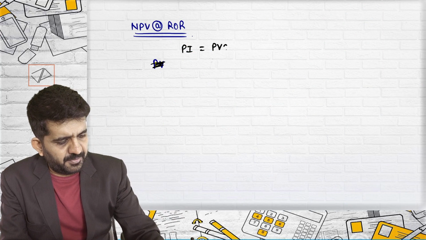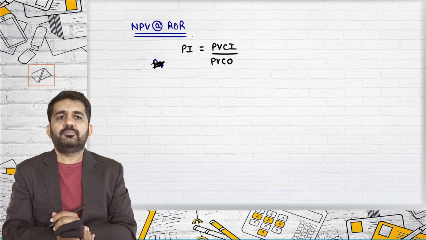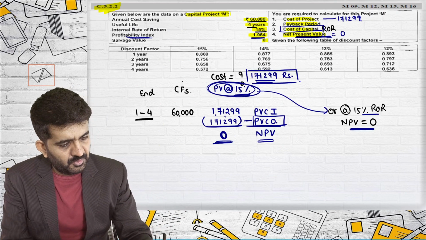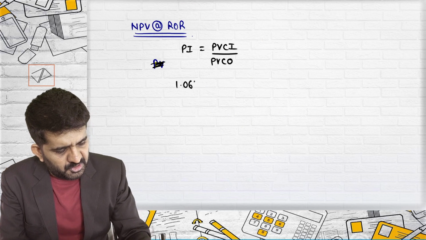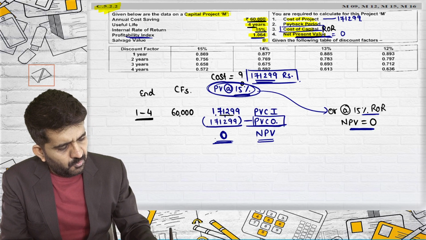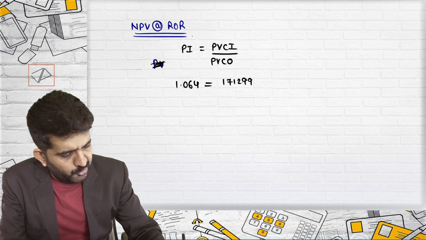PI is nothing but present value of cash inflow divided by present value of cash outflow. What is PI given? 1.064. What is present value of cash inflow? 171,299. No.